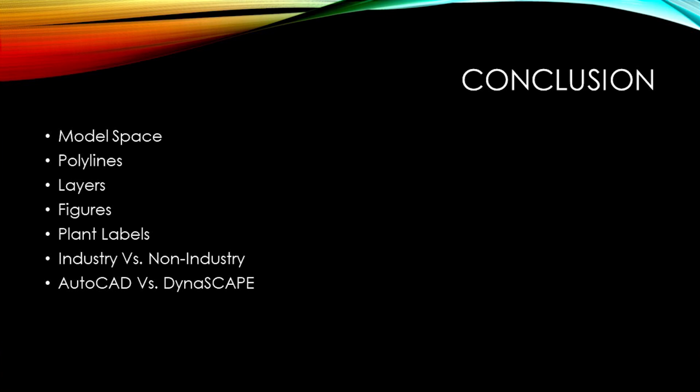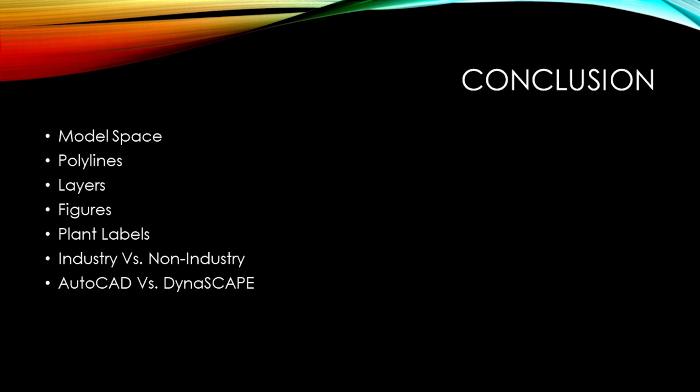Polylines and closed polylines are versatile tools that can be used to quickly add lines, shapes, arcs, or curvilinear lines. Dynascape has a list of pre-created layers that can be edited using the Edit Active List button. That button can also be used to create custom layer names or change layer colors. Figures are pre-drawn objects included in Dynascape that have pre-assigned layers. The plant labels feature is industry specific. Plant names can be selected from Dynascape's plant database and inserted as labels in a drawing. This feature can also be used to generate and insert a plant list into a drawing.